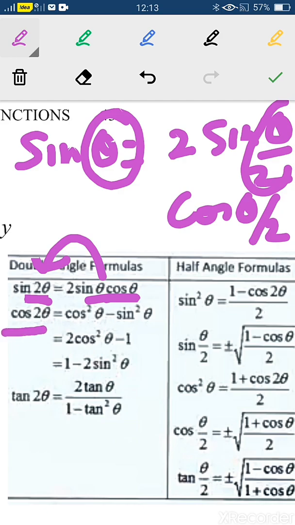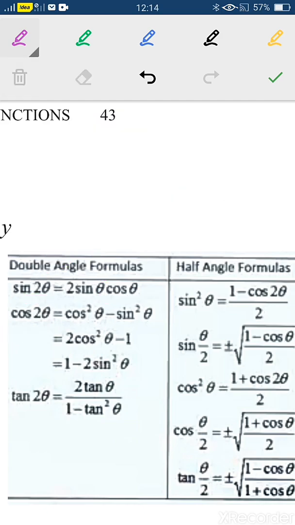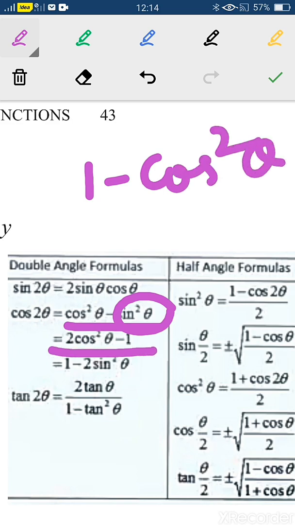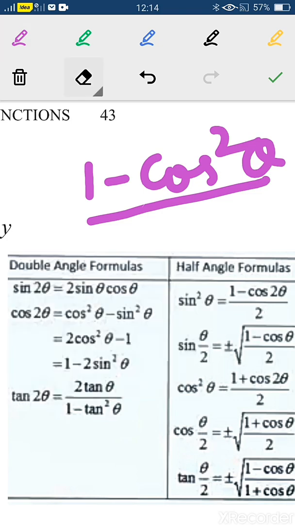Cos 2 theta, we have 3 to 4 formulas of cos 2 theta, that is cos square theta minus sine square theta. If you put sine square theta as 1 minus cos square theta, what will you get? 2 cos square theta minus 1. So you can convert this cos 2 theta in terms of cos square theta, or cos square theta minus sine square theta, or 1 minus 2 sine square theta.